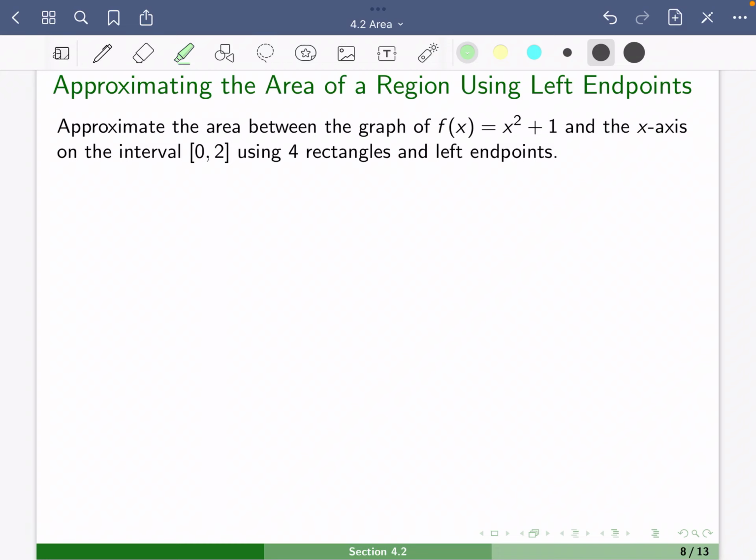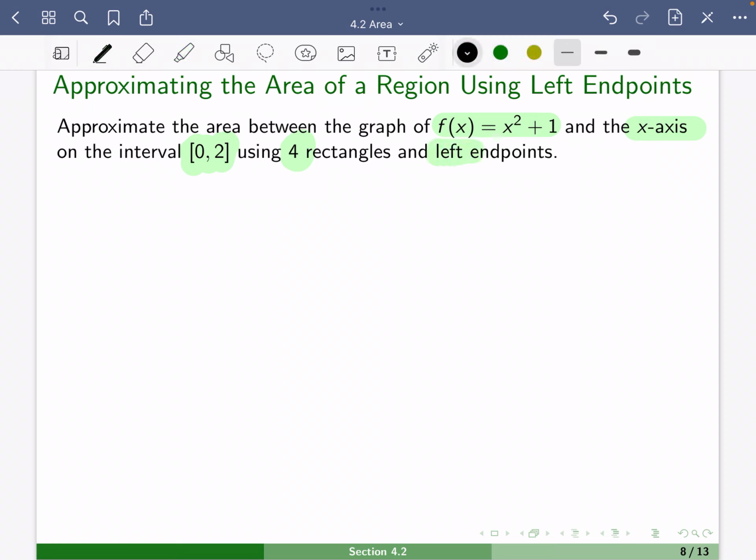In this video, we're going to look at approximating the area of a region using left-hand endpoints. So here our problem says approximate the area between the graph f of x equals x squared plus 1 and the x-axis on the interval from 0 to 2 using 4 rectangles and left endpoints.